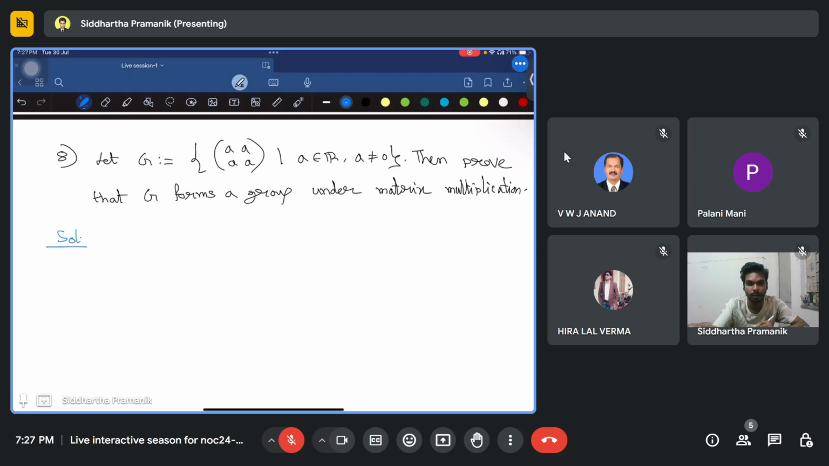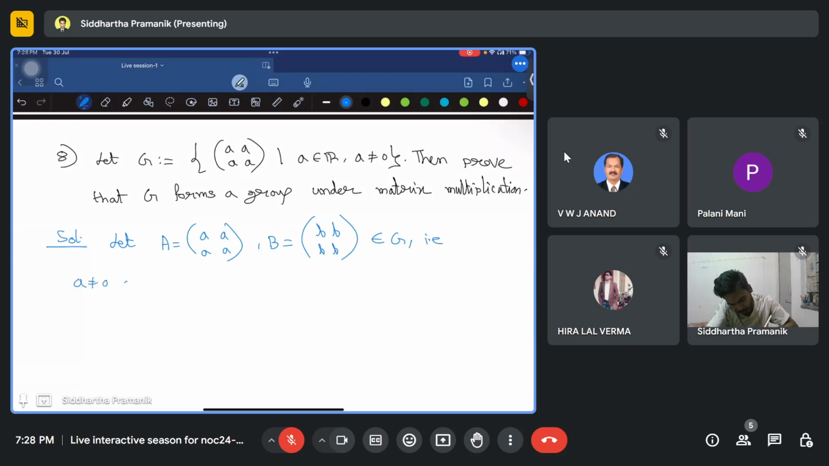So first check the closure property. So let A equal this matrix and B equal this matrix, and both belong to the set G, so we need to prove the product is also in G. Now A and B are in G, that means a should be non-zero and b should be non-zero.